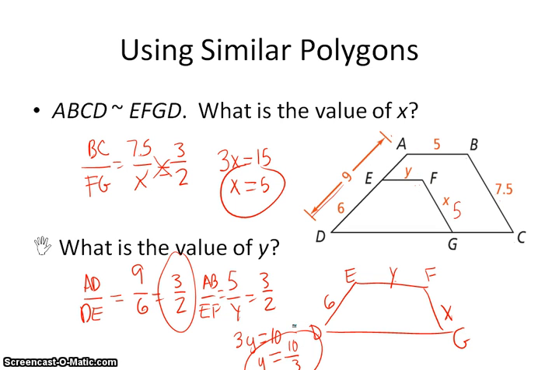If I wanted to make that a decimal, I'd have to round. I'll just leave it as 10 over 3. So 5 to y is going to be that same 3 to 2 ratio.